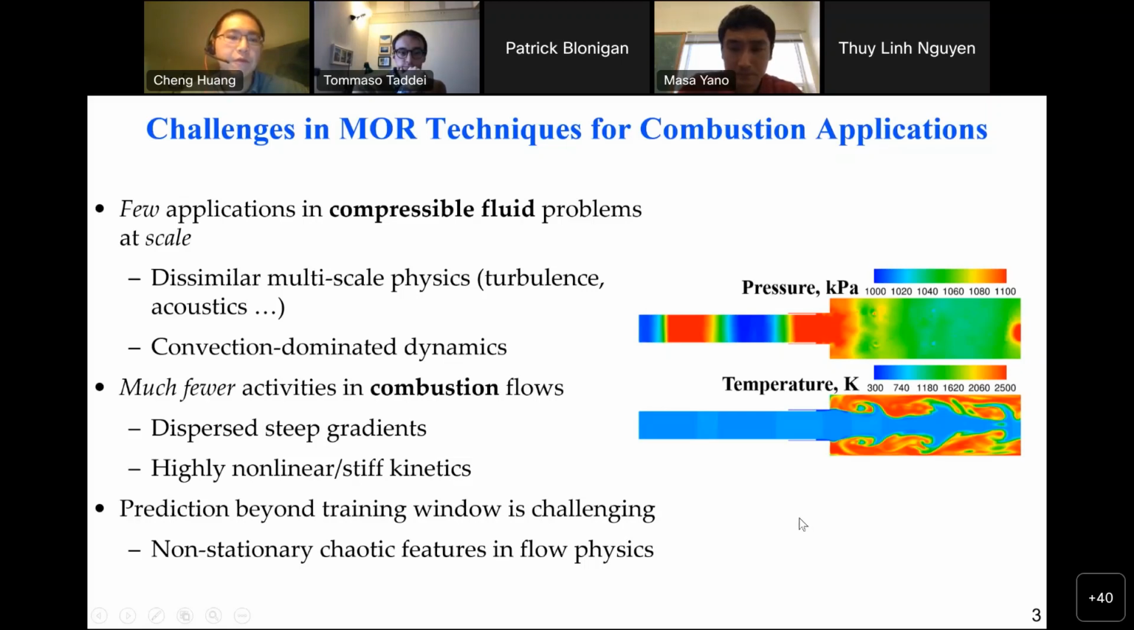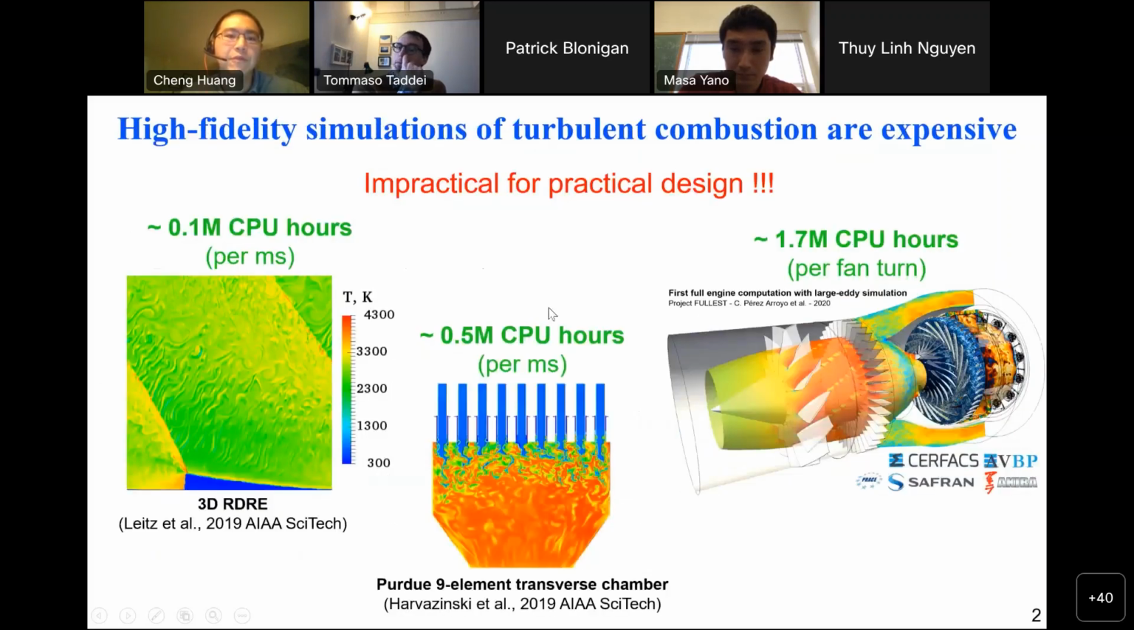And with all of that, the thing we are interested in is this: as I said, we probably are able to simulate one turnaround time for this kind of propulsion system, but the idea is that we want to predict much longer into the future.